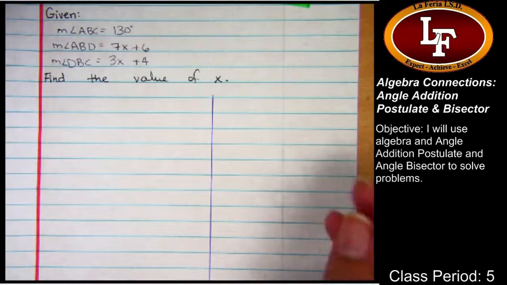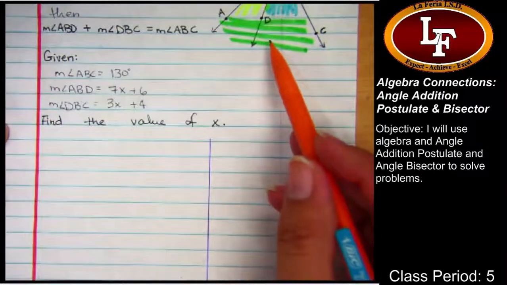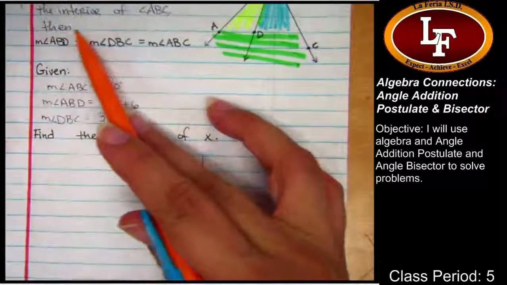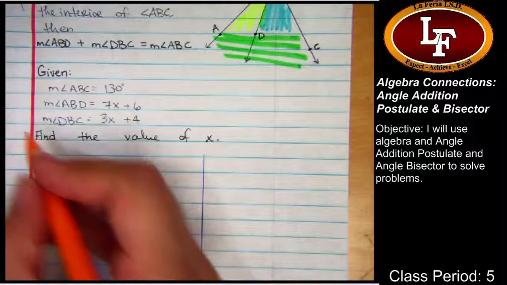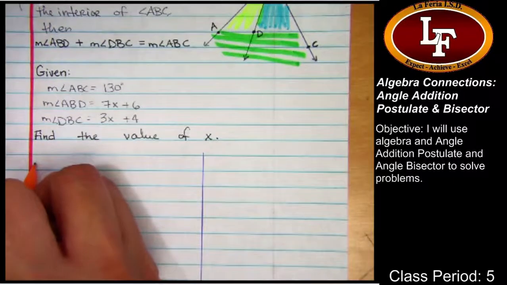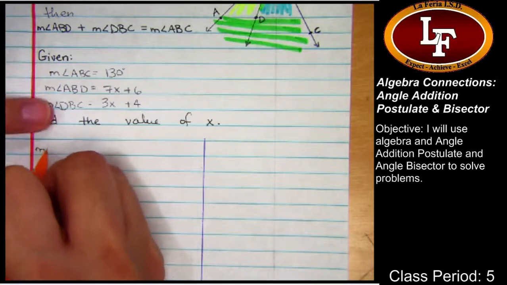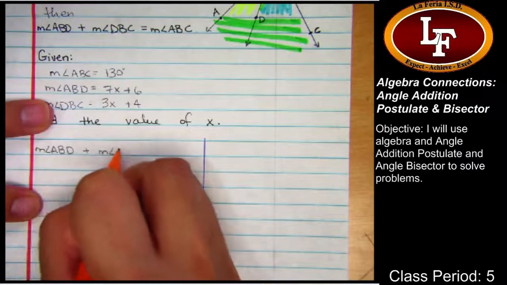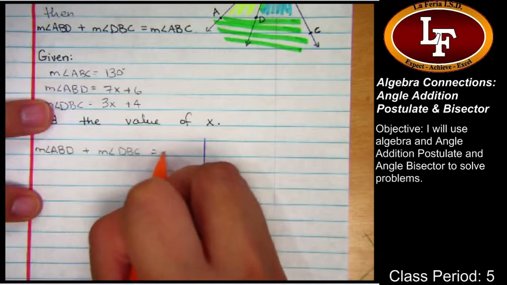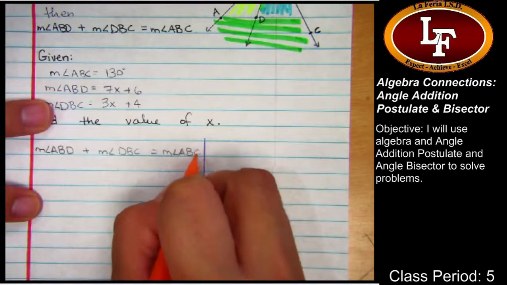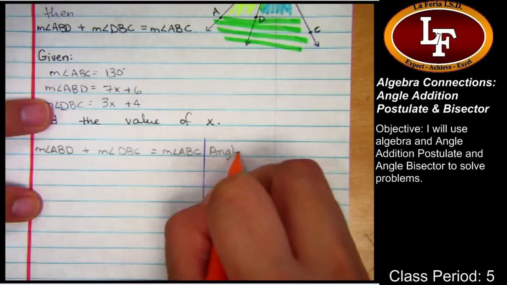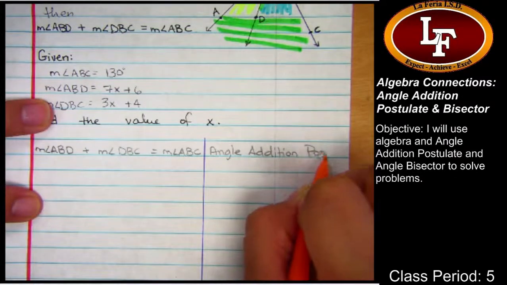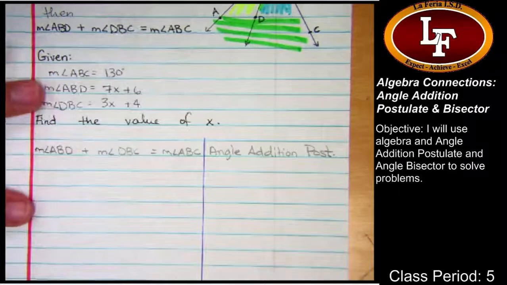I promise. All right, so the first thing we know, after looking at this picture and what's given, is that the picture allows us to use the angle addition postulate. Since that's where I'm starting, I'm going to rewrite what the angle addition postulate says. The measure of angle ABD plus the measure of angle DBC equals the measure of angle ABC. And the reason for that was the angle addition postulate. I'm going to abbreviate postulate because I don't have enough room on my paper.